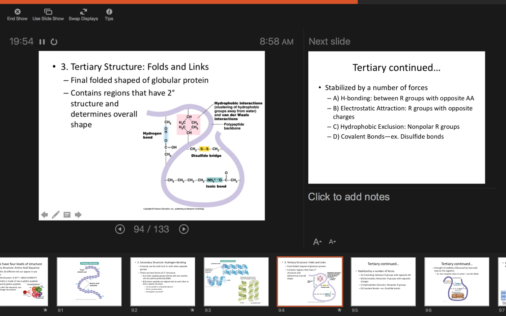So secondary is primarily hydrogen bonds, just looking at how hydrogen bonds affect the shape of the amino acid sequence. Tertiary, we're going to throw in a whole bunch of other interactions, like hydrophobic interactions, where nonpolar molecules interact with each other. Van der Waals, which we mentioned.